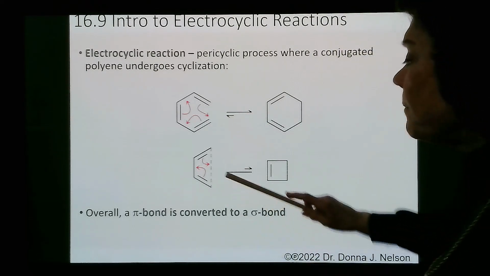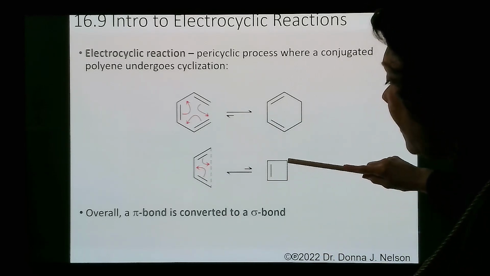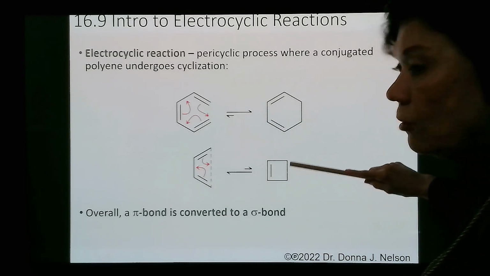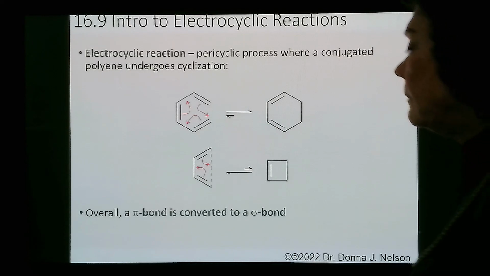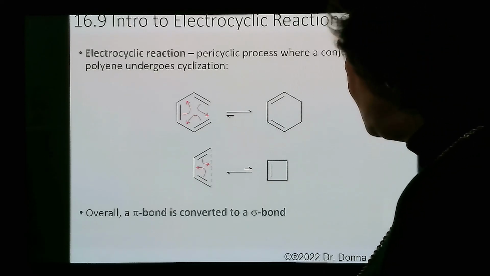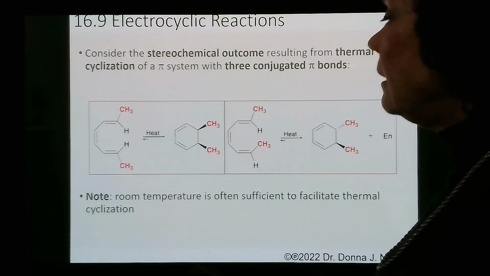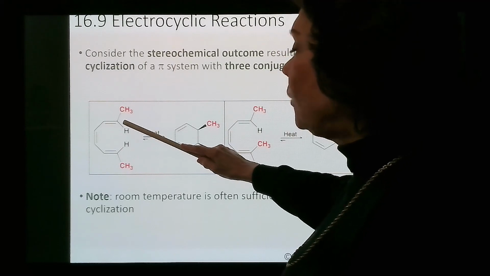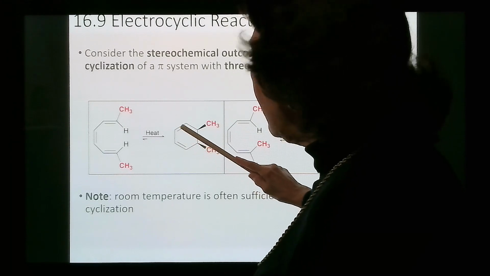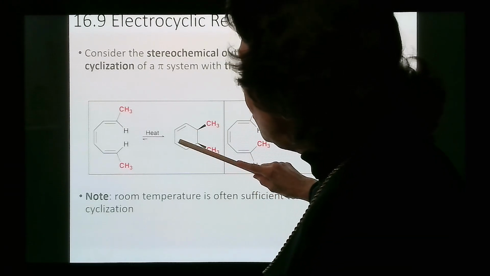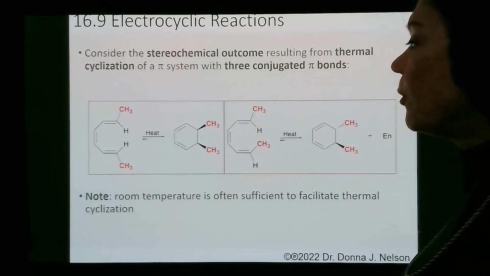It can also happen when you have a 4 pi electron system. So you will get 2 of the electrons involved in a new sigma bond, and the remaining 2 electrons form a new pi bond. Here you can see that in this one we have the 3 pi electrons forming the new sigma bond and 2 new pi electrons. This was the same reaction that was shown on the previous transparency.